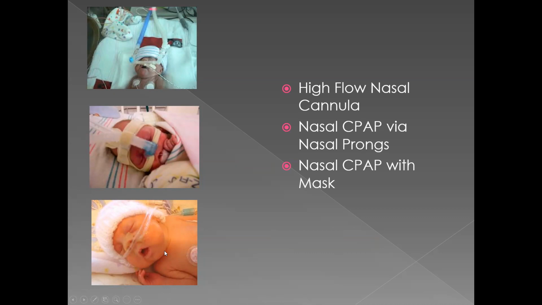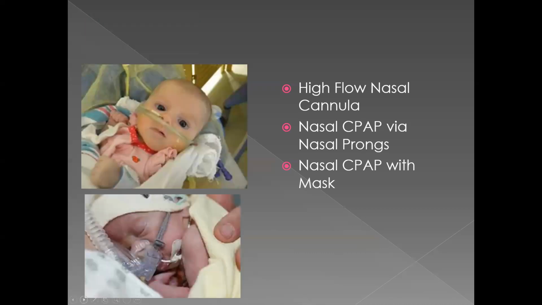And just looking at the circuit at the bottom, you don't see any tubing going to the setup. Is that one clue that you're not looking at nasal CPAP and you're looking at high flow cannula? And then this one, you can see the mask a little bit better, how it's covering the entire nose. So that's nasal CPAP with the mask.